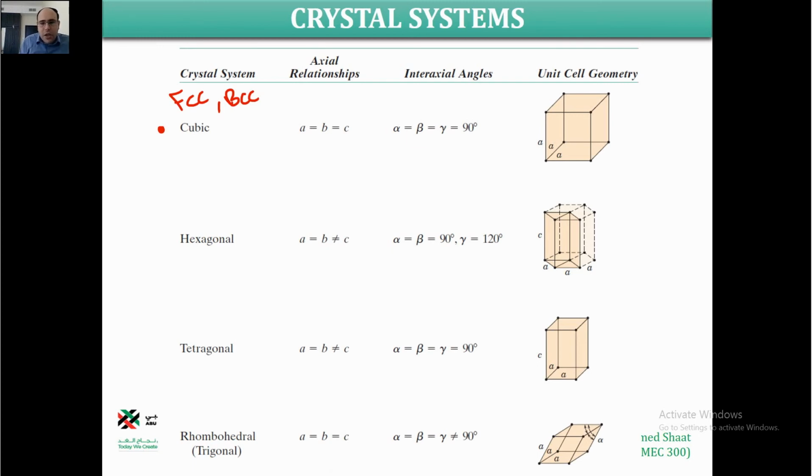So in the cubic system, it means that the geometry of the unit cell should be cubic. It means that A, B, and C, the edge that is parallel to X, the edge that is parallel to Y, and Z, all should be equal. You can give this letter A or B or C, it's up to you. Anyway, they all are equal. And the angles between X and Y, which is gamma, Y and Z, which is beta, and X and Z, which is alpha, all are equal to 90 degrees. This is for the cubic crystal system.